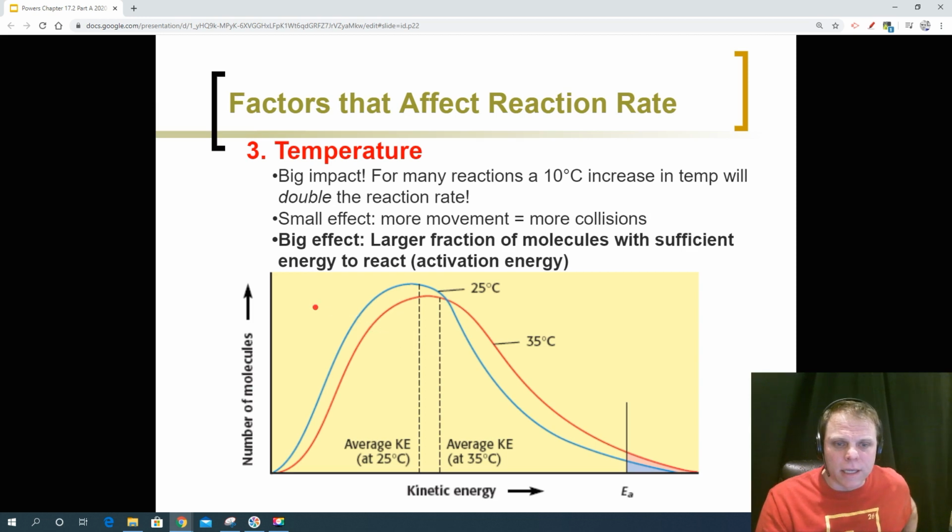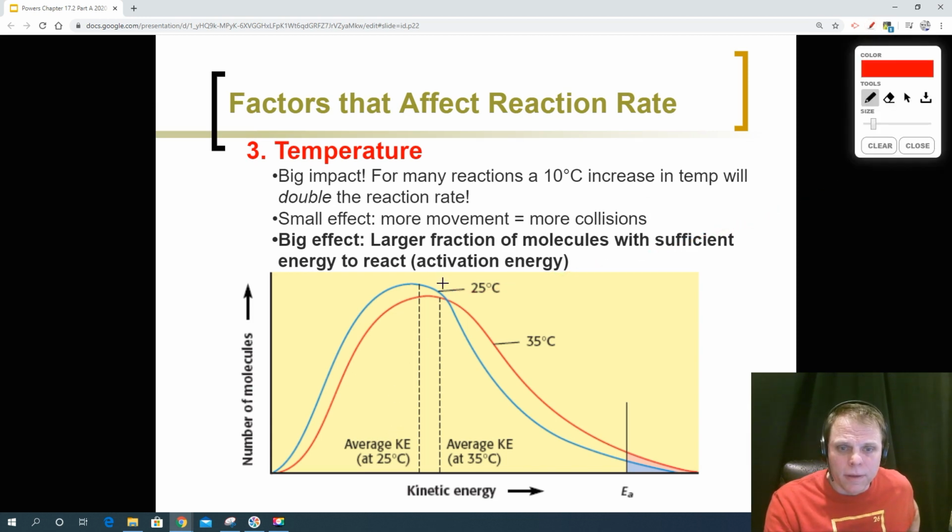Now, on this diagram, I think it's important to take note really quickly. Some interesting things here. You can see that we've got these locations there and there on the blue graph and the orange graph, and you can see what's happening. The average kinetic energy at 35 degrees Celsius on the orange graph versus the average kinetic energy at 25 degrees Celsius on the blue graph.